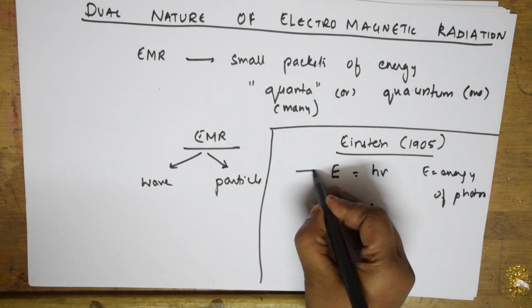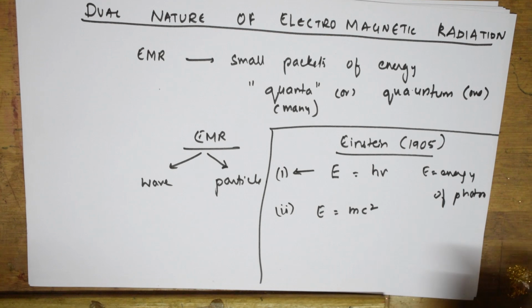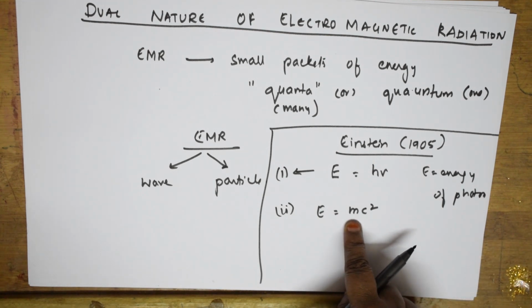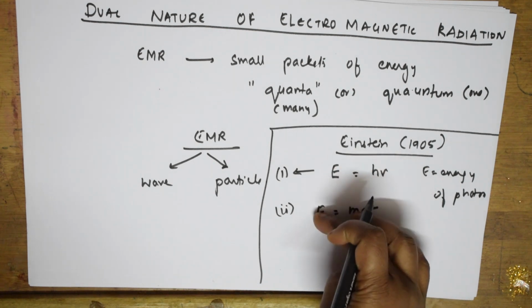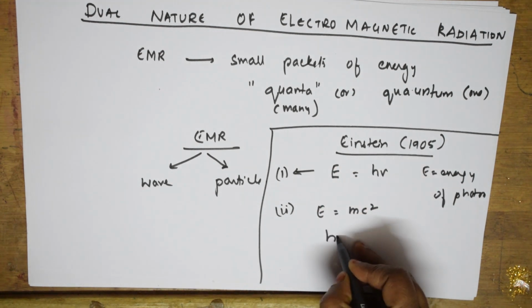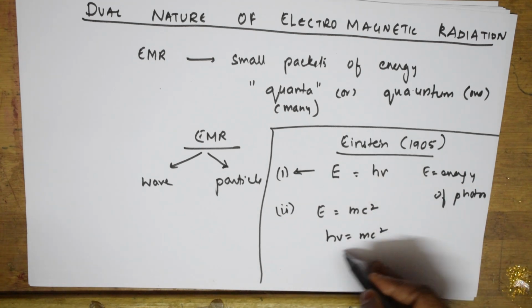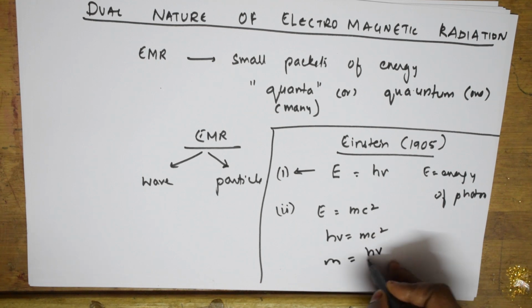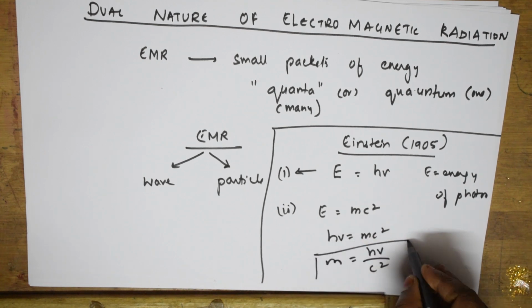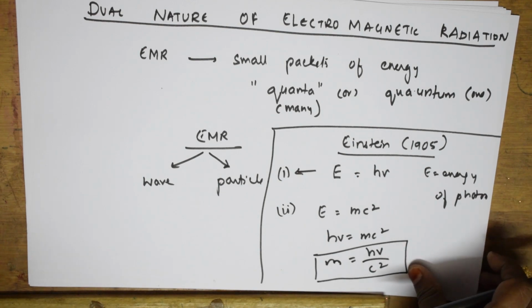Now let us equate these. Let us take this as equation 1 and this as equation 2. Now what is m? M is the mass of the photon. C is the velocity. So let us equate both E and E: h nu is equal to mc square. Now I'll take the mass out. Mass is equal to h nu by c square. This is the concept. I can further write this.